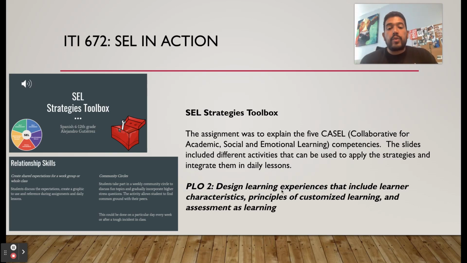So I chose 2 because we designed learning experiences, and we did. I mean, I had to go in there and really research different activities that I could do based on the type of competencies that I wanted to apply in my classroom, which I'm doing already.